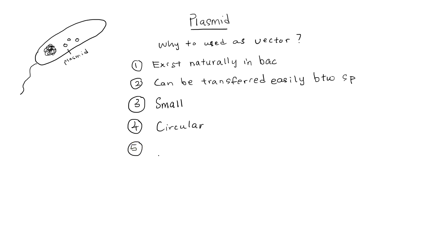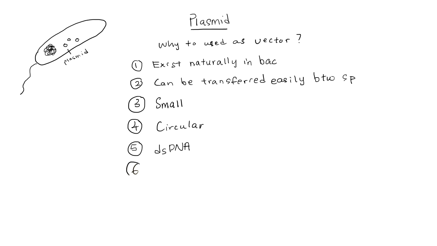Number five, it is double-stranded DNA. Double-stranded means they have two strands, and this is the same characteristic as all your prokaryotic and eukaryotic DNA or genes. So it enables you to clone your desired genes into this plasmid, since it has the same characteristic. So there is no problem in inserting the genes, or no problem in creating the complementary end or the sticky end using the restriction enzyme.